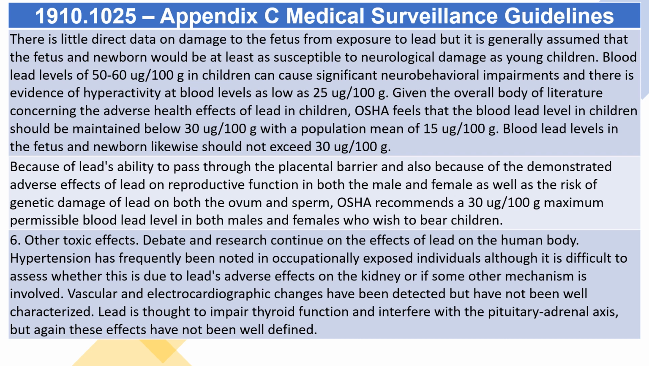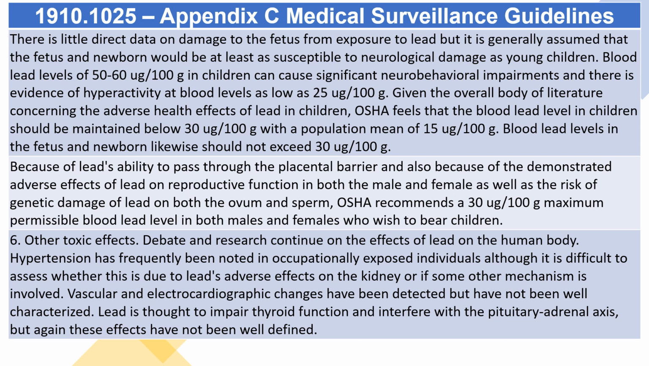Because of lead's ability to pass through the placental barrier and also because of the demonstrated adverse effects of lead on reproductive function in both the male and female, as well as the risk of genetic damage of lead on both the ovum and sperm, OSHA recommends a 30 µg/100 g maximum permissible blood lead level in both males and females who wish to bear children.